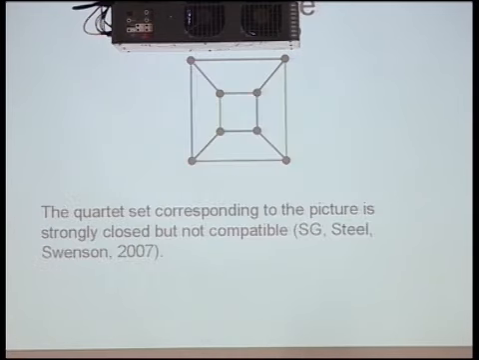But this example shows that closure rules will not in general help at all, because it is strongly closed but not compatible. Strongly closed means whenever we remove one quartet, the thing is compatible, but it does not infer any other quartets than the ones we have in the set. So here closure rules will not help to find out that the quartet set is incompatible. So this is, you just take the graph, it's just a cube, and you group together the opposite edges.